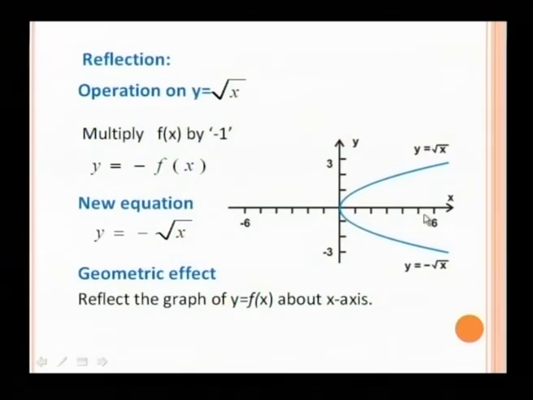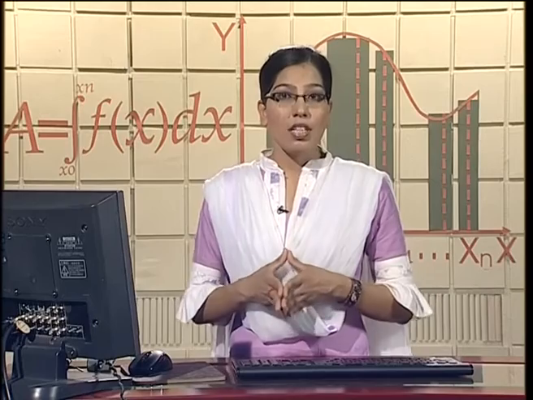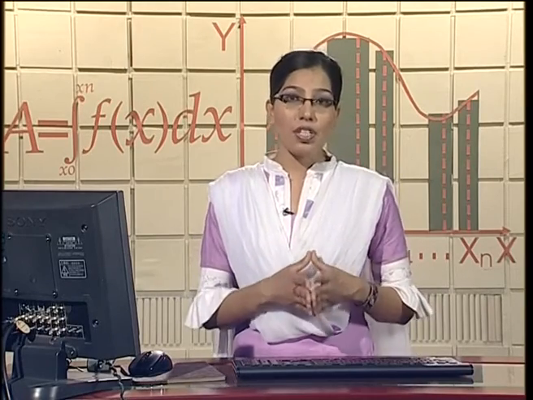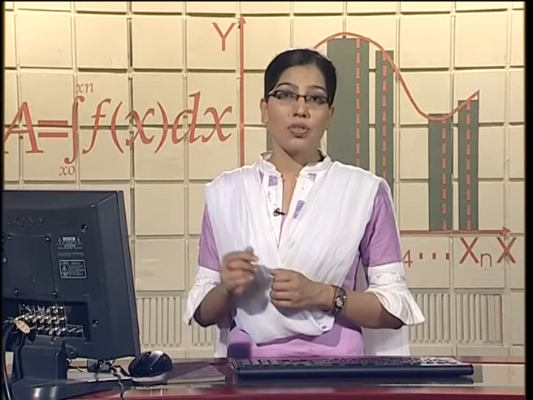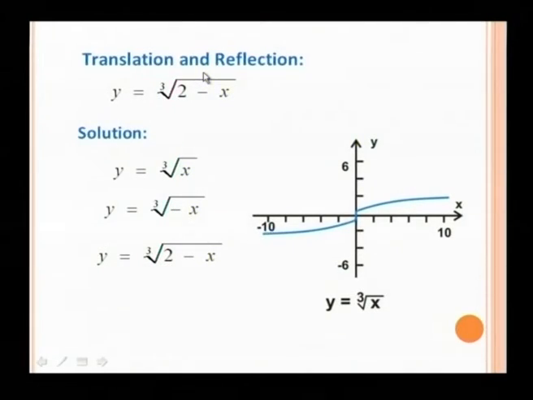about x-axis. Dear students, now we will consider an example which would be having the reflection and translation change as well. You can see that example on the screen. For the graph of this function, we will be considering our final function as y is equal to cube root of 2 minus x. And for the solution, first we will consider a simple function of y is equal to cube root x. You can see the graph of this function over here.